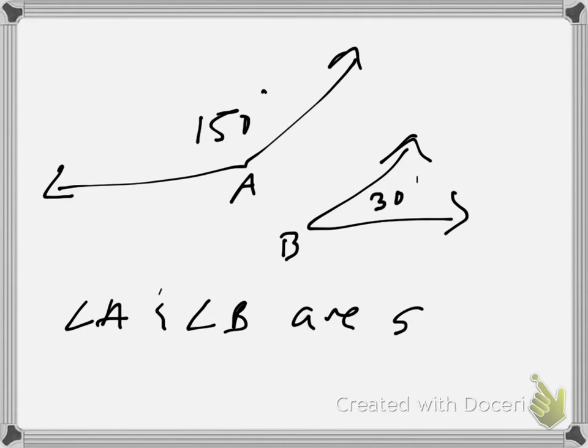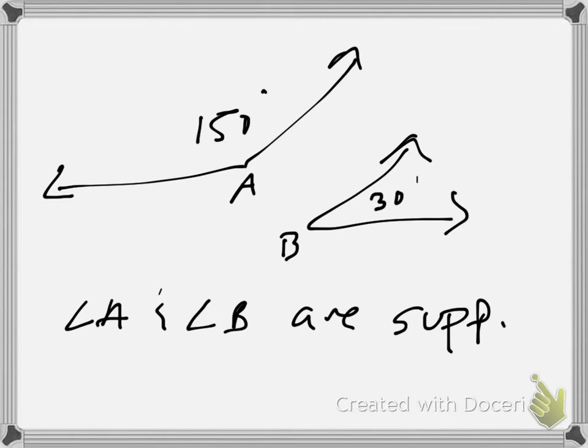But they're not adjacent. So as long as the sum of the angles is 180, we say that they are supplementary. And it's just the two angles. Can't have 3 or 4, just 2. Same thing with complementary angles.